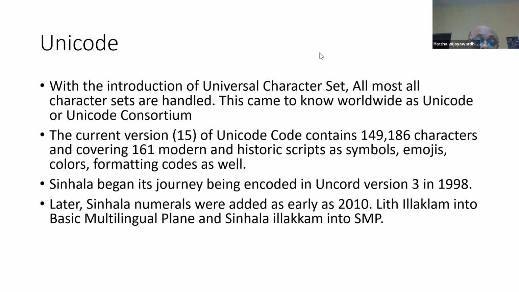The current version is 15; version 14 came a little bit earlier. They scheduled it for somewhere in 2020, and I think because of COVID it got late. Now, recently in 2022, we have version 15 of Unicode, which contains about 149,186 characters, covering about 161 modern and historic scripts, and has symbols like emojis and formatting codes as well. Our Sinhala journey in Unicode began when it was encoded in Unicode version 3 in 1998. The first version of Unicode came in 1991, and then we also moved into Unicode, so our script was also encoded.